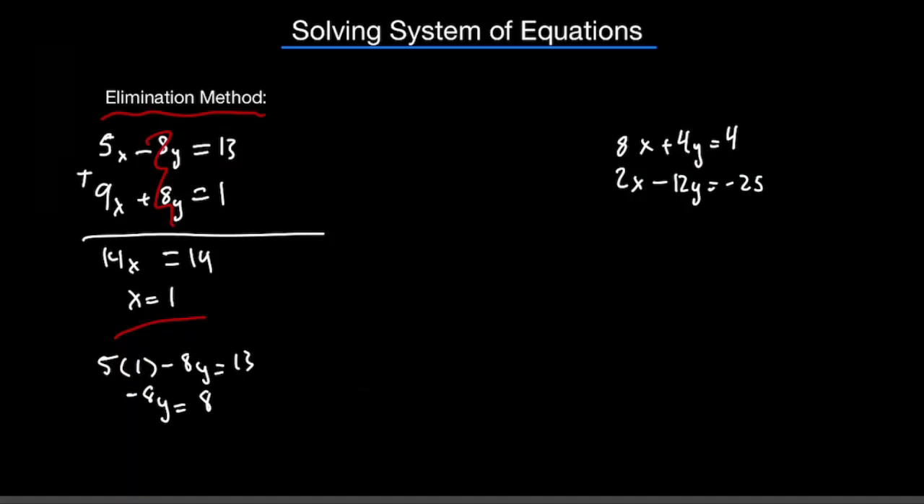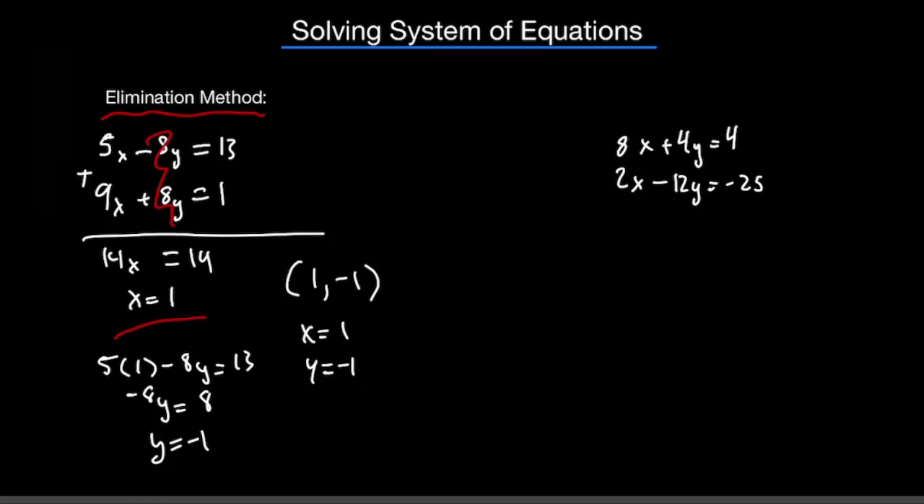Now we have the equation negative 8y equals 8. I'm going to divide each side by negative 8 to solve for y. So we get y equals negative 1. Now we've solved the system of equations. Putting it into coordinate form, we get (1, negative 1). Or you can just write each variable on its own: x equals 1 and y equals negative 1.